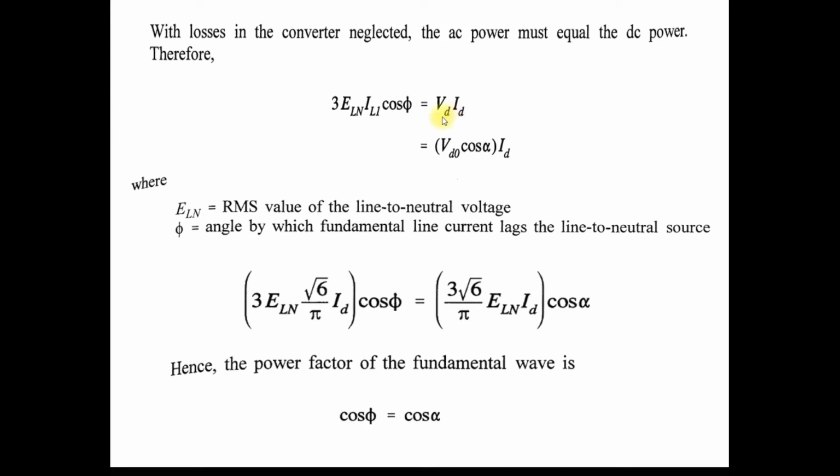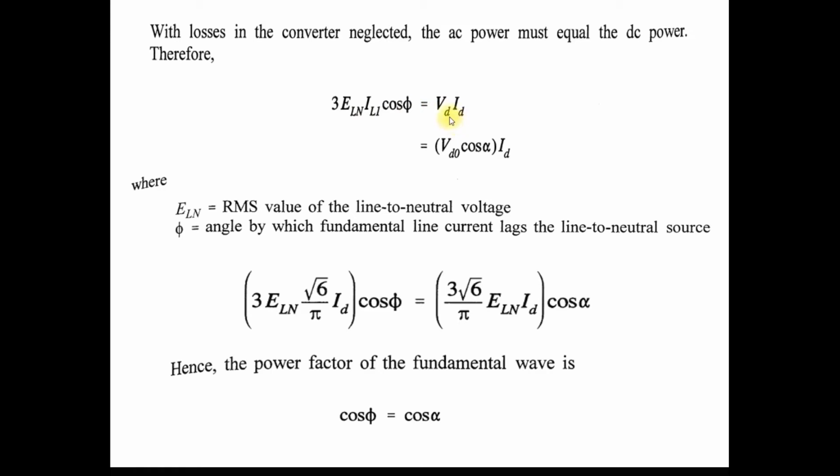So that gives the DC power, and that gives the AC power. Here we assume that losses in the converter are neglected. We already assume that the converter transformer is also lossless because we neglect the effect of L. So the whole converter acts as an ideal converter. Whatever three-phase power is applied to the converter, the same power you get at the DC side. So here we equalize both the things.